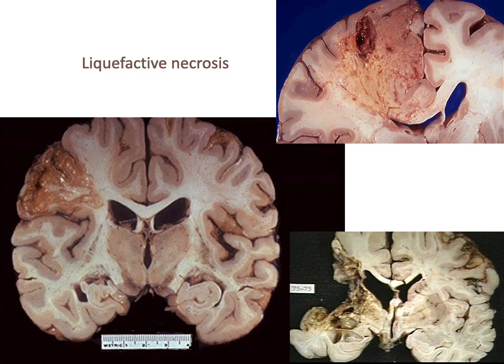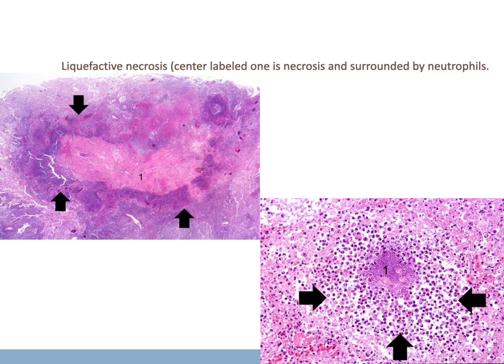And if you look at it under the microscope, it's going to appear this way. So amorphous, no shape at all. You don't see any cells, just pink, dusty material. And you tend to have a lot of inflammatory cells, particularly neutrophils.